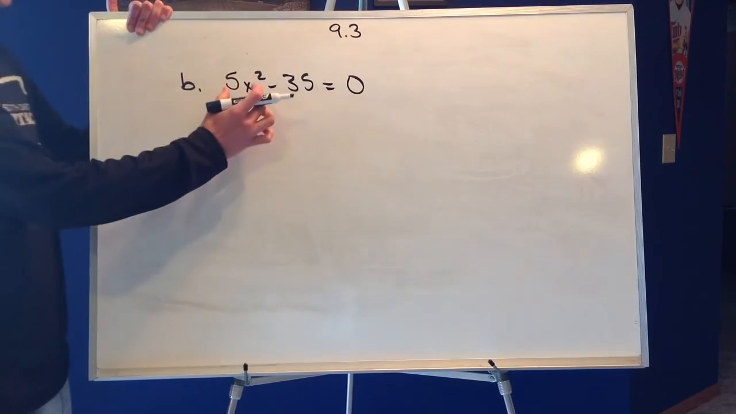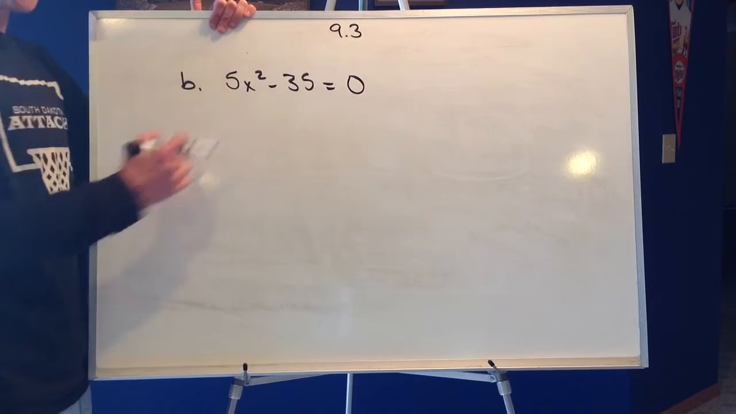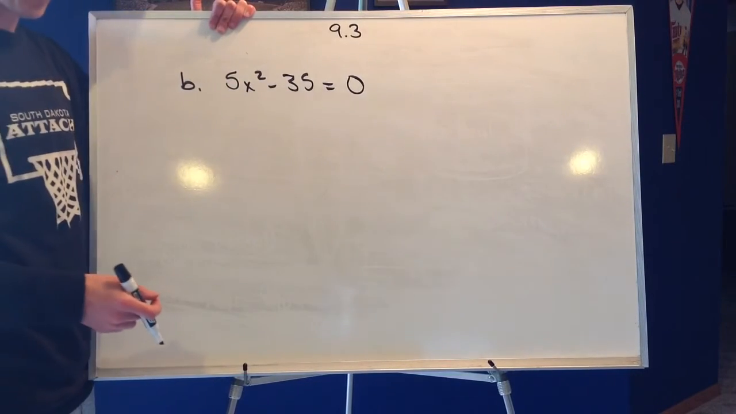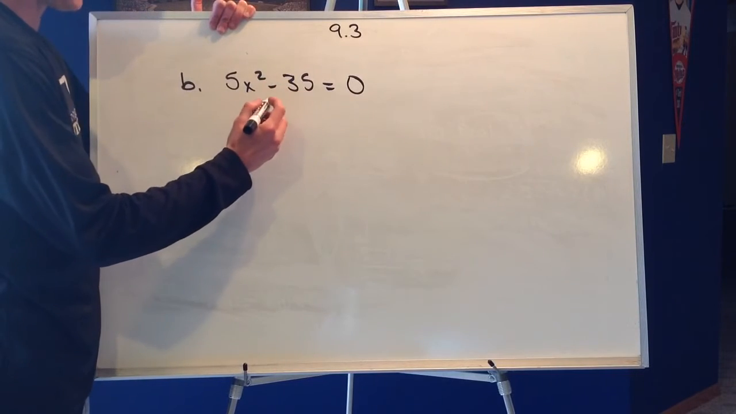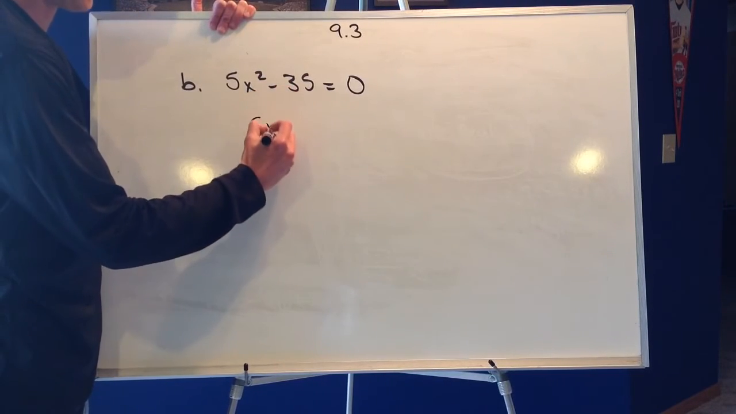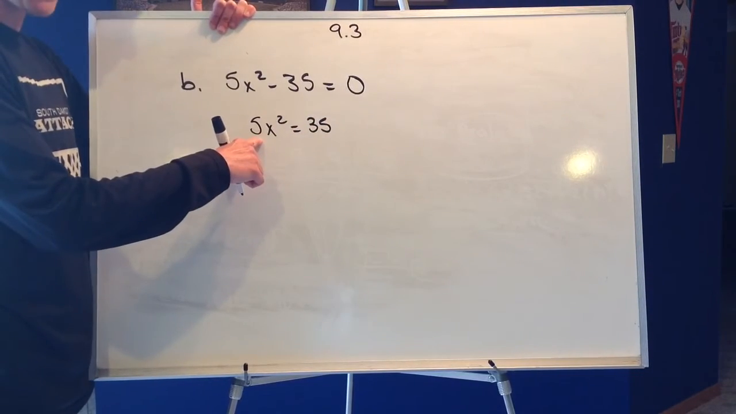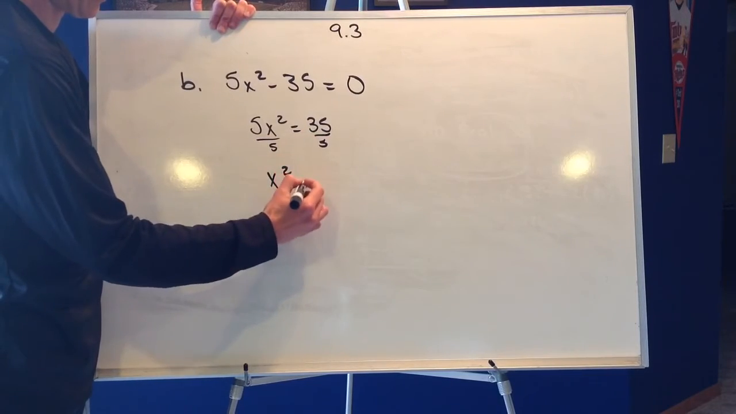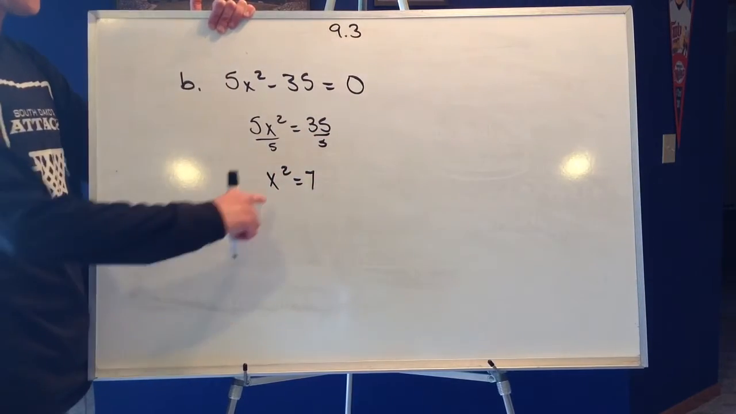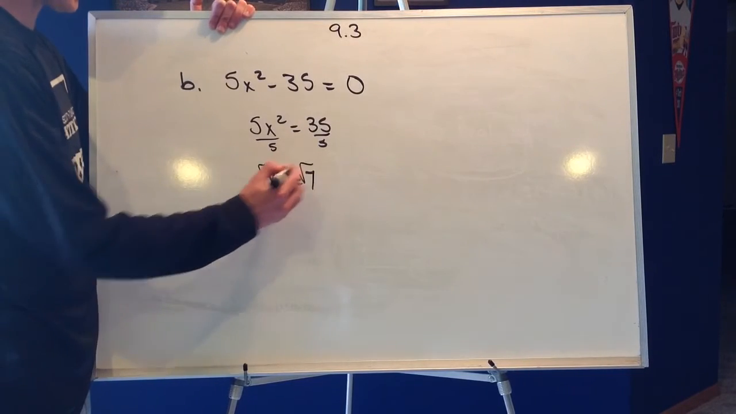Okay, so you'll notice this is your A, this is your C. I have to get the variable by itself before I take the square root. So just your normal solving stuff. You would add the 35 to the other side, and then you would divide by 5. Now that I have the variable by itself, I can go ahead and take the square root.